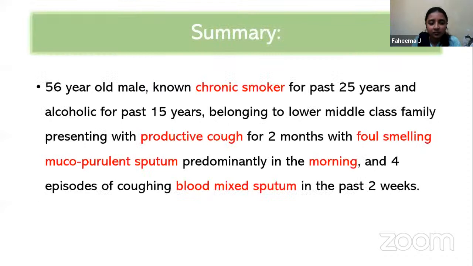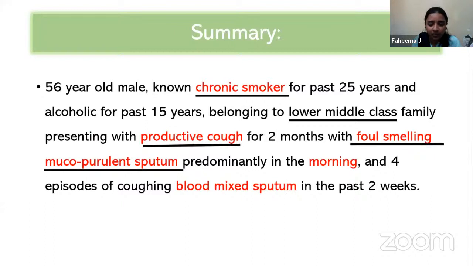To summarize, a 56-year-old male who was a known chronic smoker for the past 25 years, an alcoholic for the past 15 years, belonging to lower middle class family, presented with productive cough for 2 months with foul-smelling mucopurulent sputum, predominantly in the morning, and 4 episodes of coughing blood mixed sputum in the past 2 weeks.